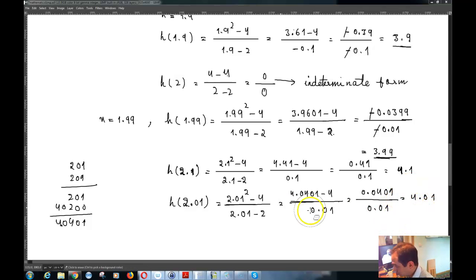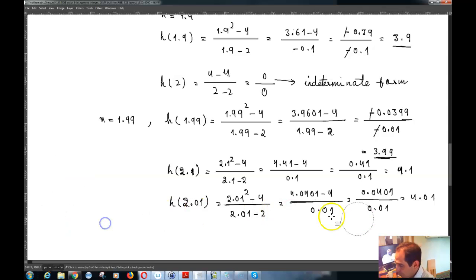So you see that as I'm getting closer from the right and left to 2, the values of h of x are getting closer and closer and closer to 4.